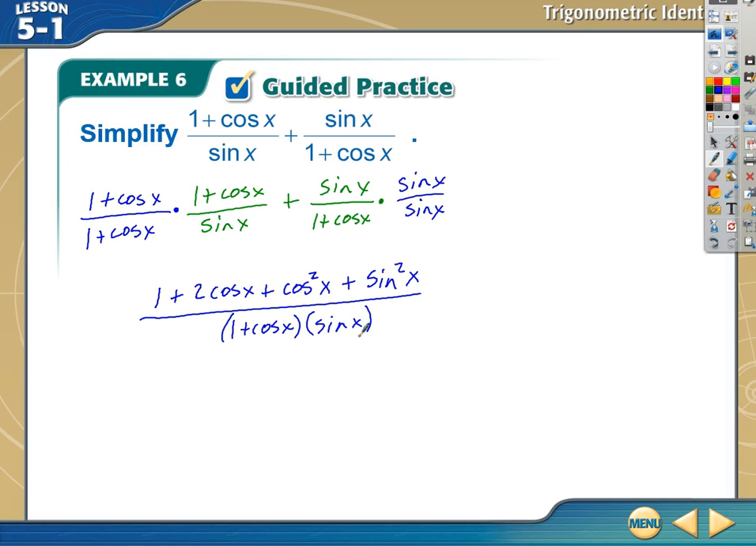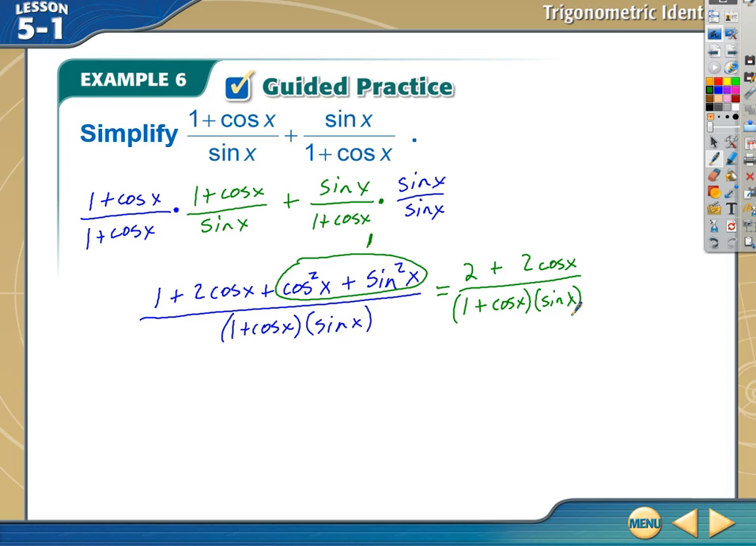And you should hopefully see something that's kind of cool here. This right here, cosine squared plus sine squared, that all just equals 1. So I have that 1 plus the 1 over here gets me a 2 plus 2 cosine of x all over 1 plus cosine of x times sine of x.